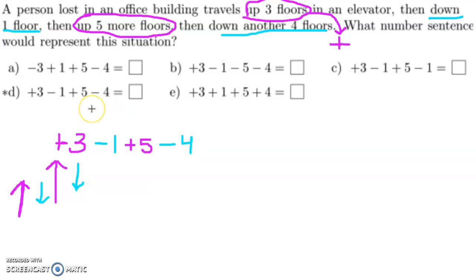So let's go ahead and find the number sentence that matches that statement. And we have plus 3, minus 1, plus 5, minus 4. These two totally match each other. So my answer is D. Go ahead and try that problem on your own.